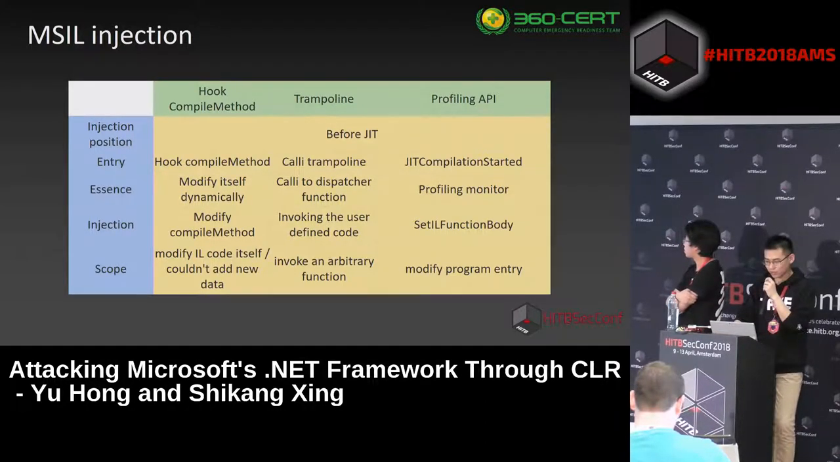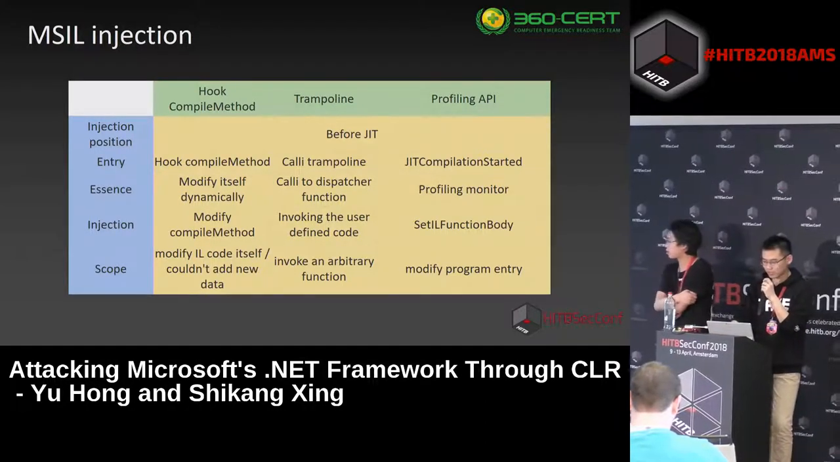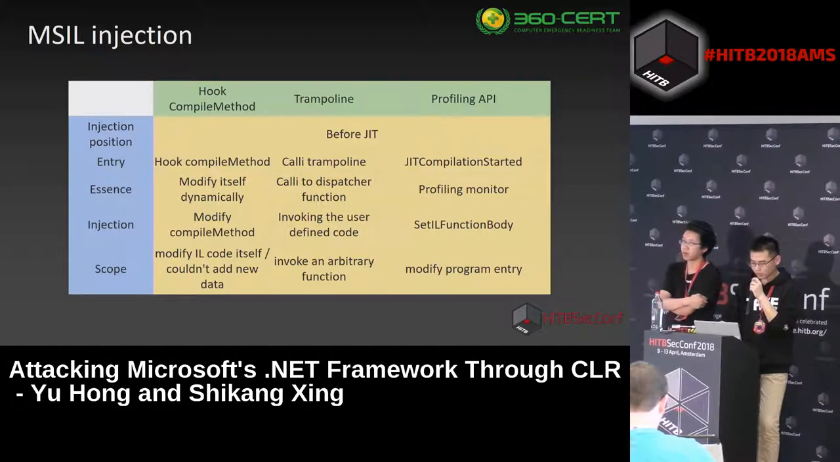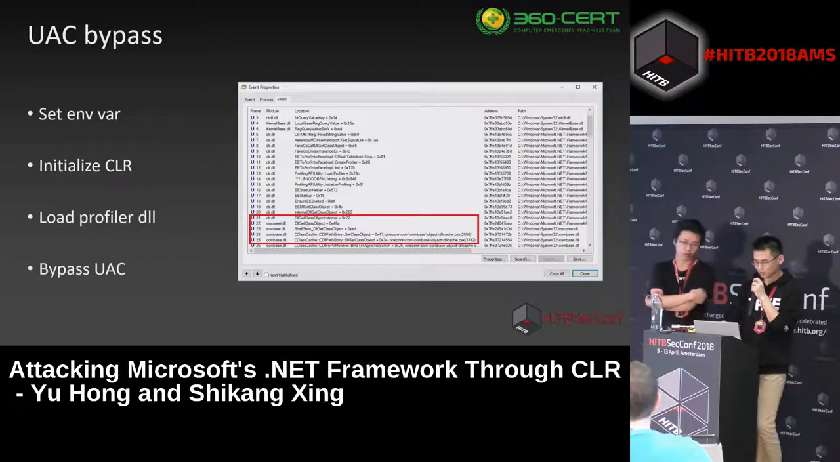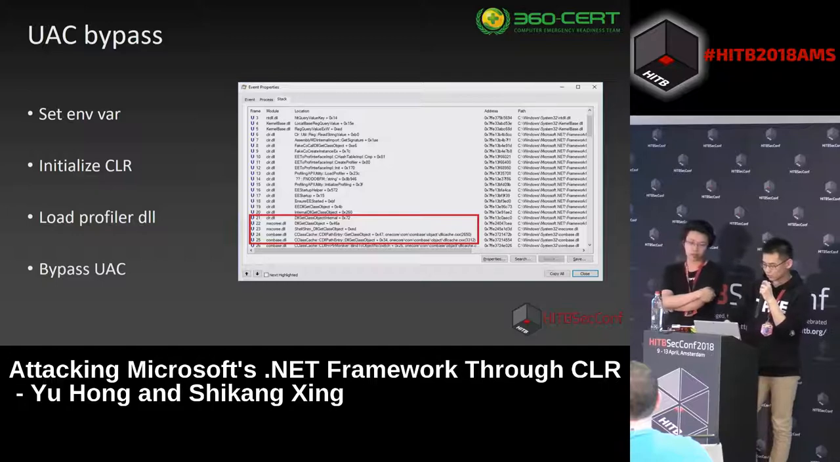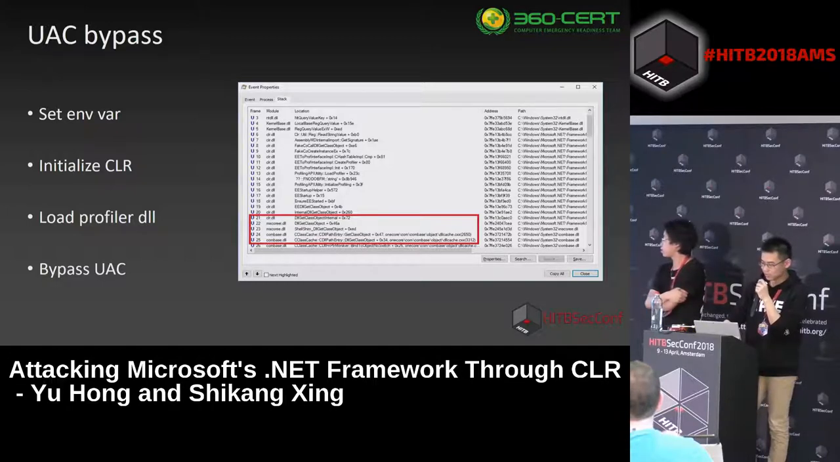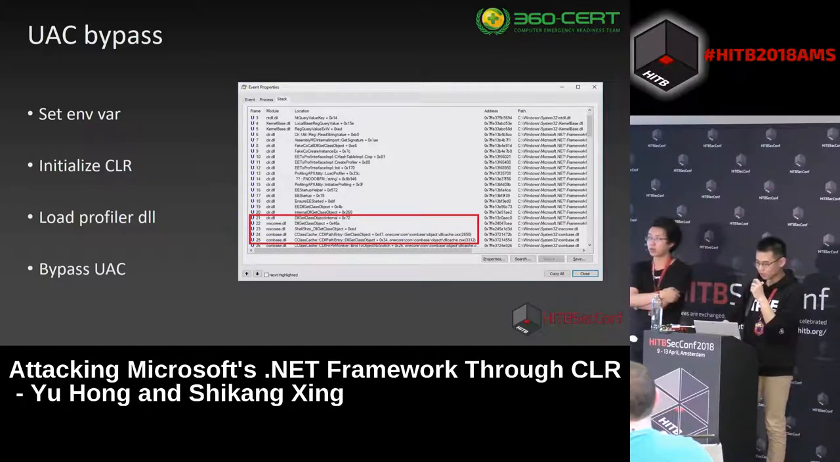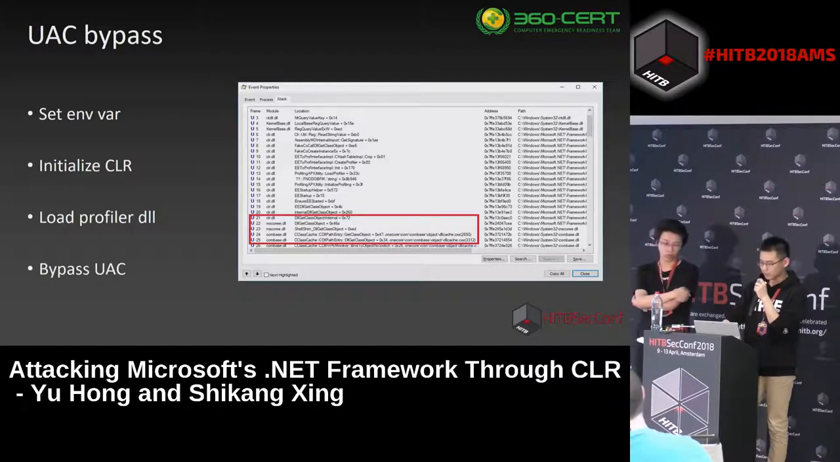We can see that of all three ways to inject, plan B is the best choice. It can be suitable in most scenarios and invoke any function you want to. Actually, we can do something interesting using MSIL injection, for example CLR hijack, UAC bypassing, and more.